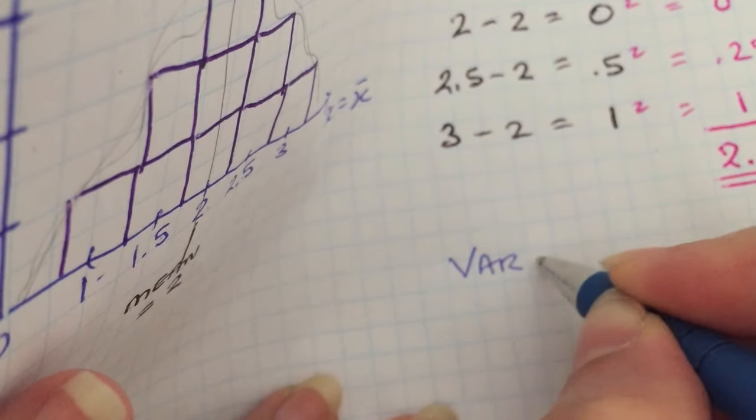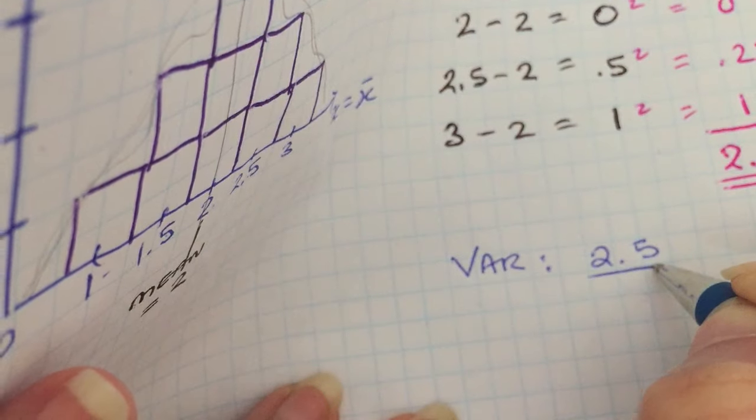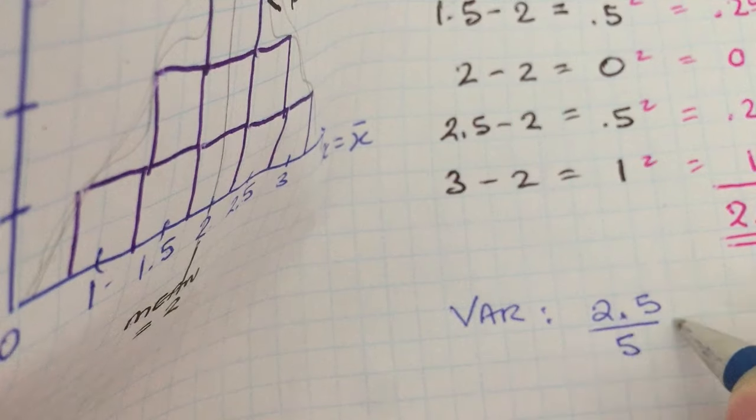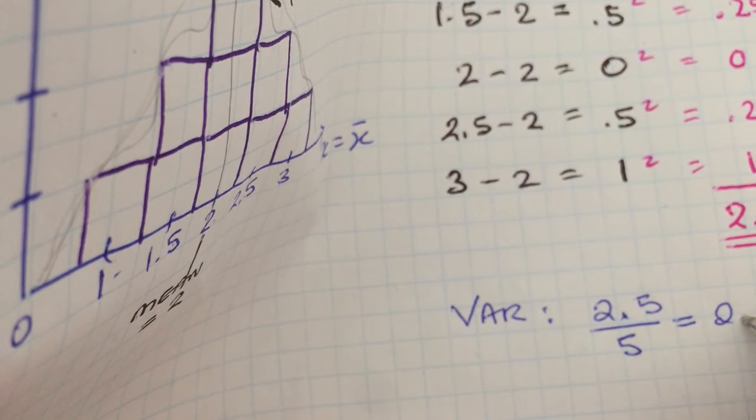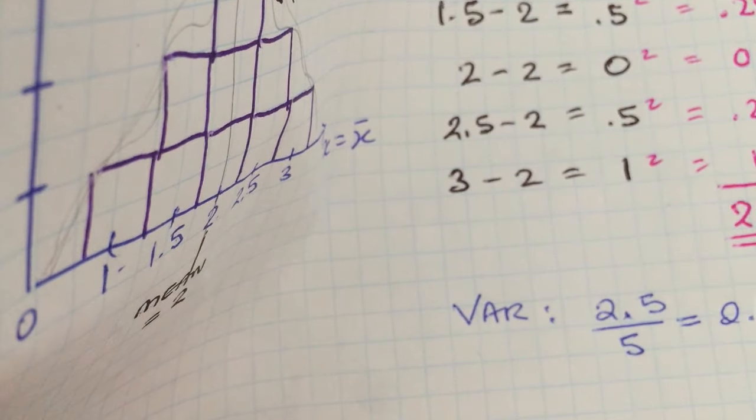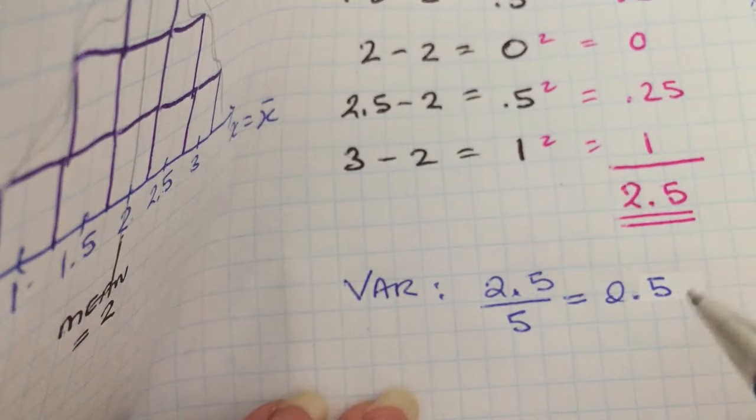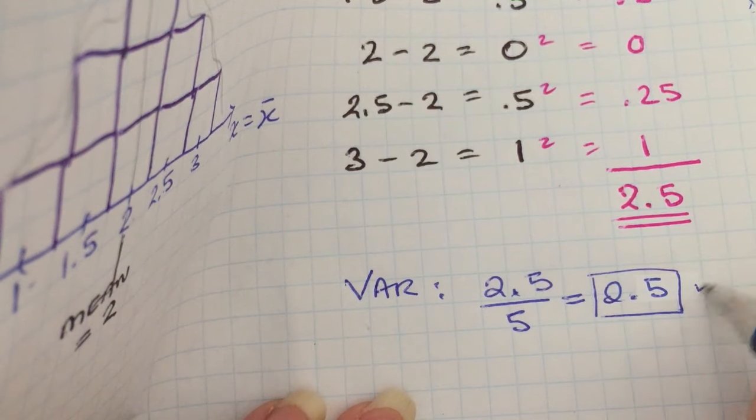To get the variance, I take that 2.5 and I divide it by the total number, which is 5. So 2.5 divided by 5 equals 0.5. Oops. Sometimes you can have calculation errors, sometimes you just have spelling errors. Okay, so now this is the variance.